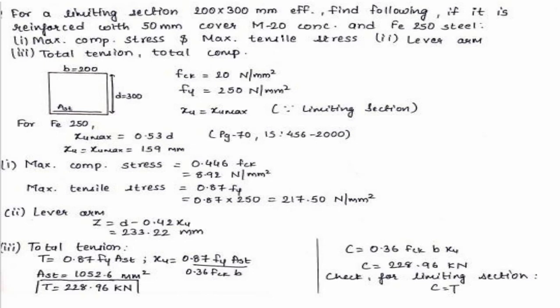Moving on to the next question. The question here is, for a limiting section 200 cross 300 mm effective, find the following if it is reinforced with 50 mm cover. That is, the cover is mentioned as 50 mm. The grade of concrete is given as M20 concrete. The steel grade is given as Fe250 steel.